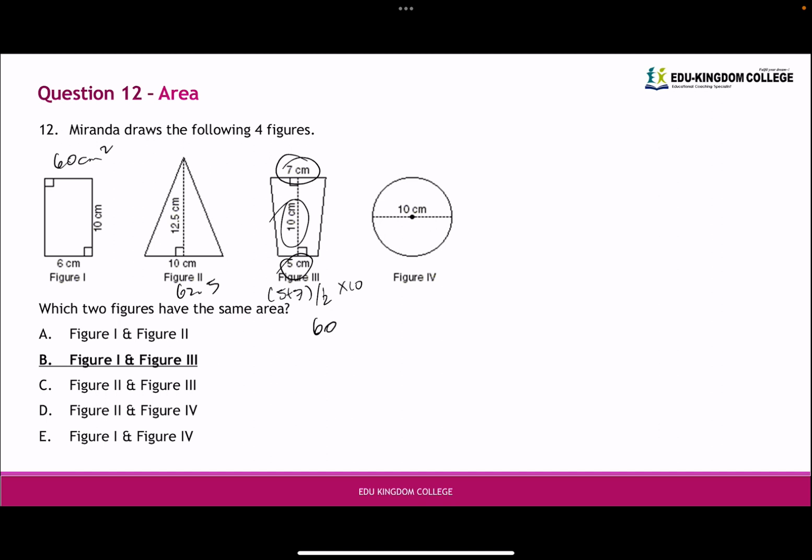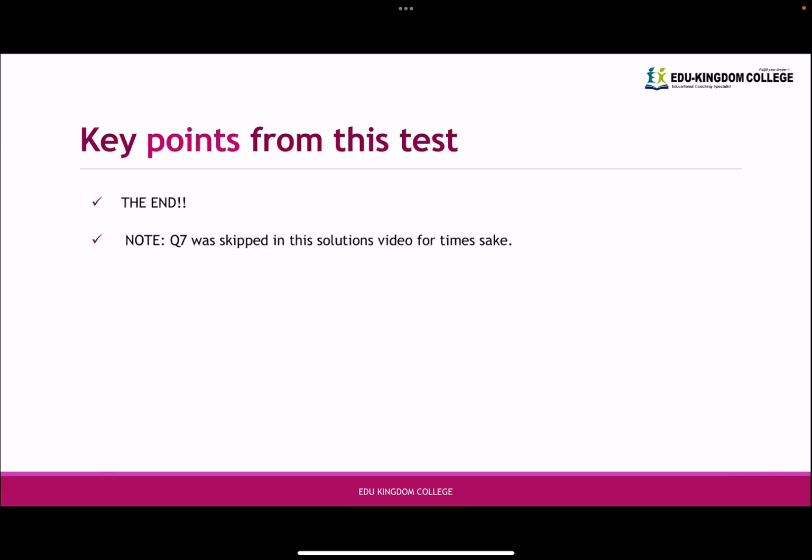And then this last one is going to be pi. So it's going to be a decimal. So it's not going to be this. So 1 and 3 are the correct ones, or have the same area. So key points from this test, none, that's it. And just a note again, that question 7 was skipped for time's sake.